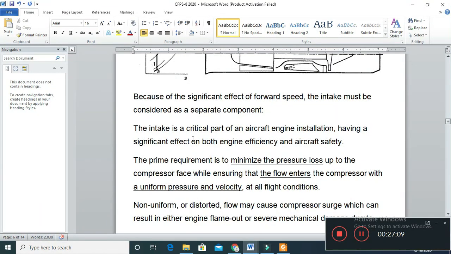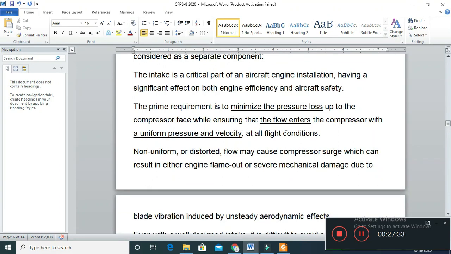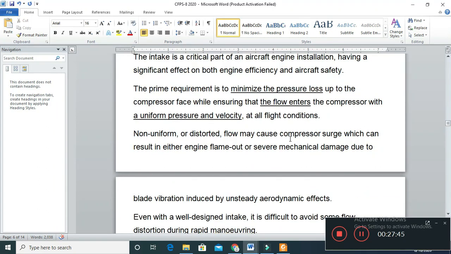The speed of the airplane can be different. At takeoff, the inlet velocity is less, and while cruising, the inlet velocity to the engine is higher. So the intake section is critical for gas turbine designs for airplane applications. The purpose of the intake is to minimize the pressure loss and to have a uniform flow pattern and uniform pressure so that the compressor can work efficiently. And uniform pressure and velocity is required at all flight conditions.